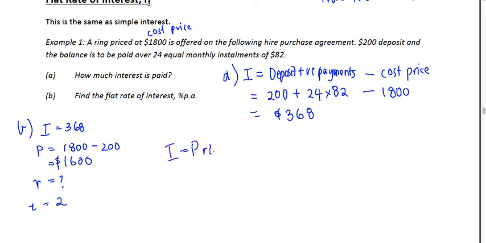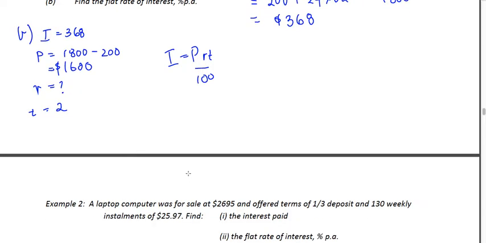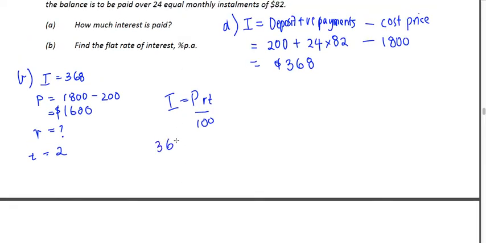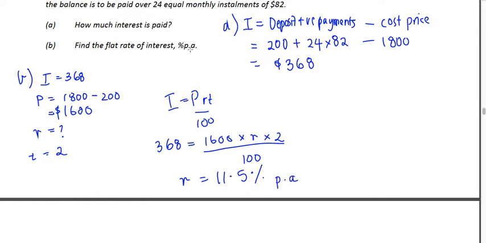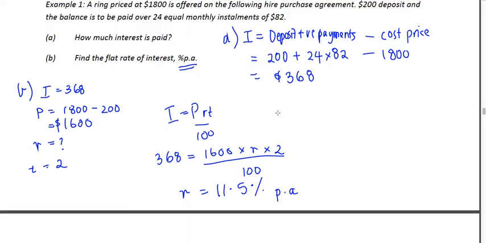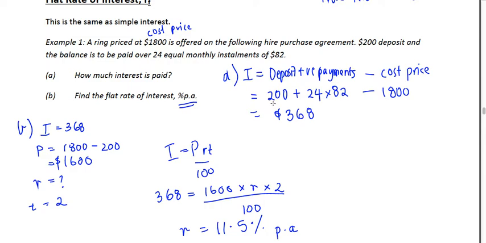I is PRT over 100. I'm going to use solve here to get my rate, substitute the values that you have into the simple interest formula, and that's over 100. And you'll see that the rate of interest here is 11.5%. That's quite high, considerably high. So you charge a flat rate of 11.5% interest for over those 2 years. And remember, that is per annum. It did say that in the question, however. So that's our first example now of flat rate of interest using a hire purchase agreement.